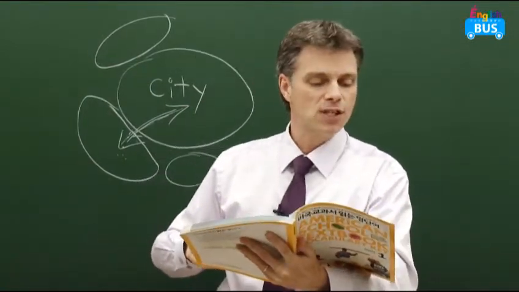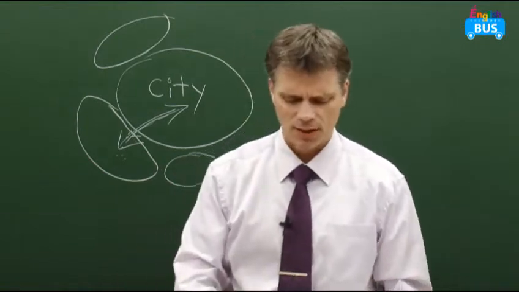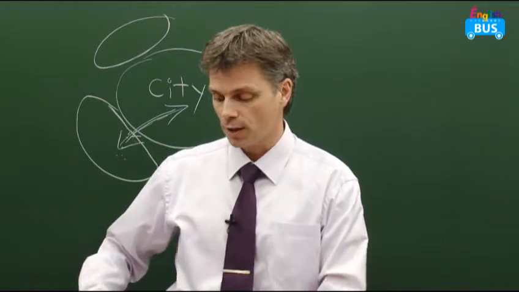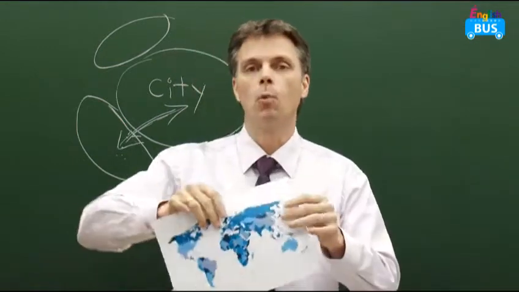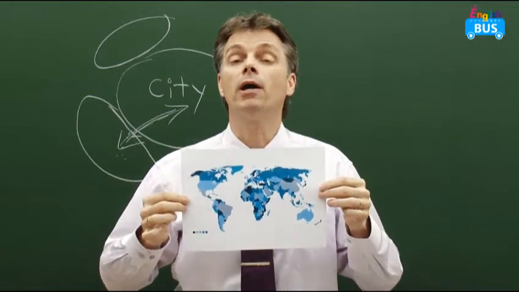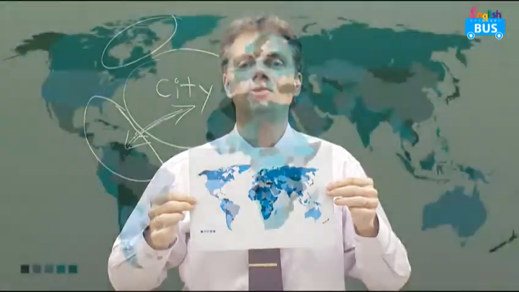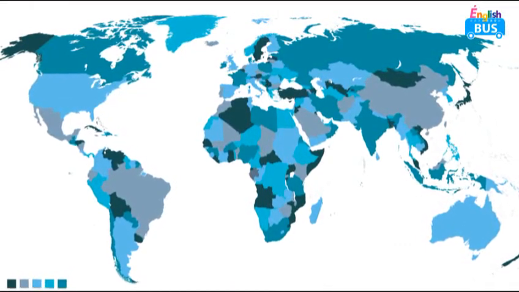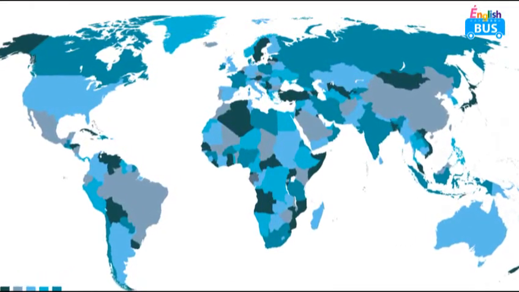Now, number 6 is country. That's country. You know country. What country do you live in? What's your country? Now, here's a world map. The world map, the map of the world. Where is your country? Which country do you live in? Well, what we're talking about today is the American country, the United States of America.